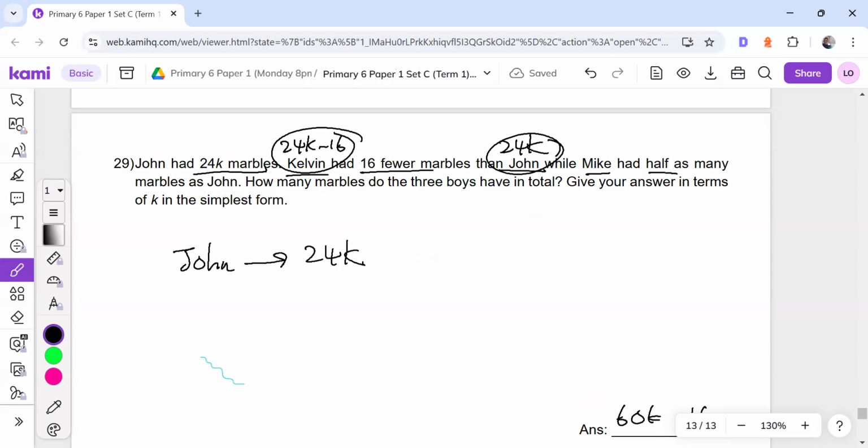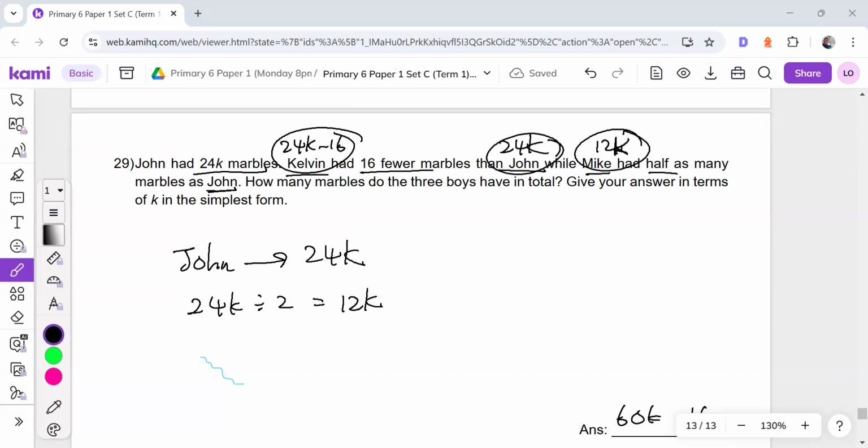Mike had half as many as John. John has 24K, so if you have half, then you divide by 2. So 24K divided by 2 is 12K. So Mike has 12K. Got it? So you've got all three already. Now can you find the total? So what's the total? Add them together.